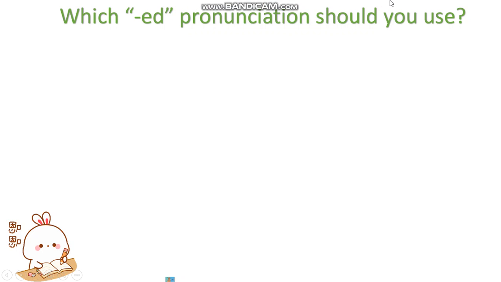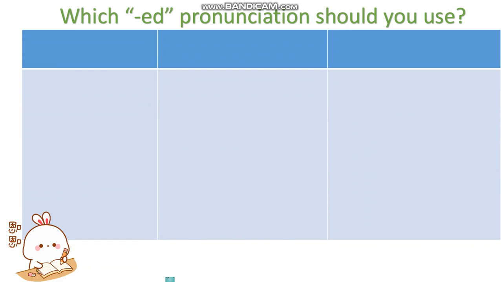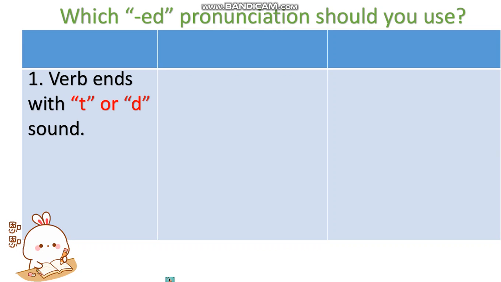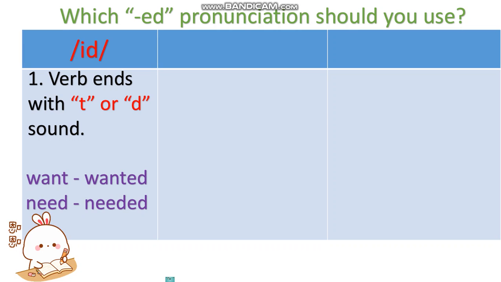Which ed pronunciation should you use? Now listen. How do you know which ed pronunciation to use? There are 3 rules to remember. First, if the verb ends in a t or d sound, use the id ending. For example, the past tense of verbs want and need becomes wanted or needed.